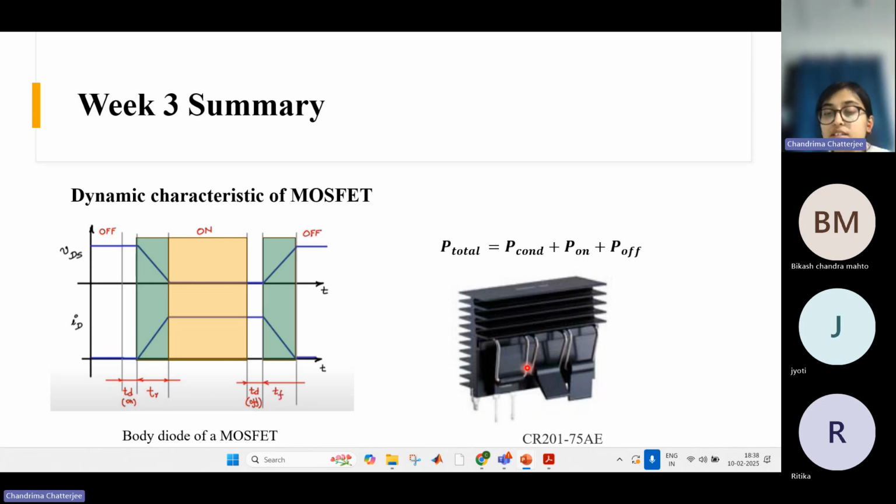There are other heatsinks where you wouldn't see this clip arrangement. There will be some other arrangement for connecting the devices. Okay. So yeah.